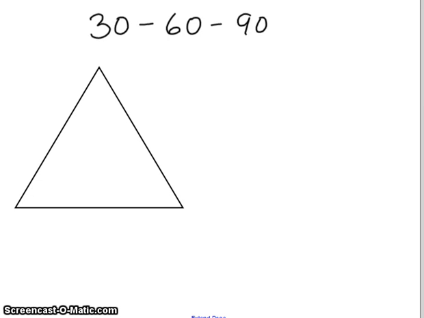Alright, today we're going to learn about the second special right triangle. This is the 30, 60, 90 right triangle. In order to understand the concept of the 30, 60, 90 right triangle, what we're going to have to do is take an equilateral triangle and split it apart.